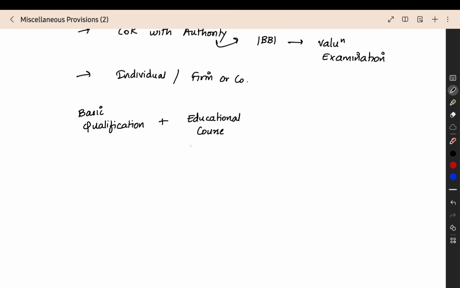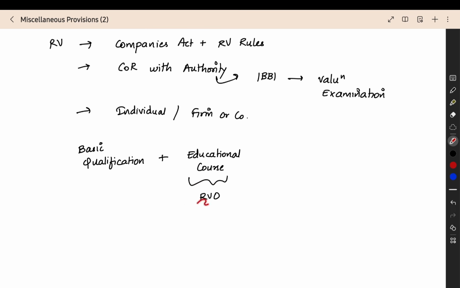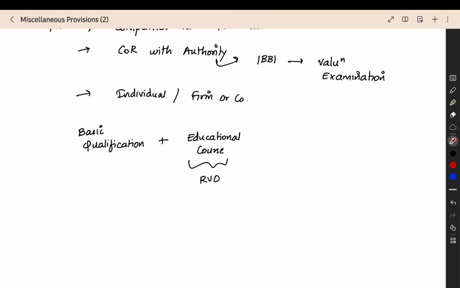This educational course will be conducted by the registered valuer organization. So you can also form a registered valuer organization. What will that organization do? It will conduct the educational course, which will give practical training for the valuers, plus the education. For becoming a valuer, whatever education is required, apart from the basic qualification, will be given by the registered valuer organization. That is like the training institute.